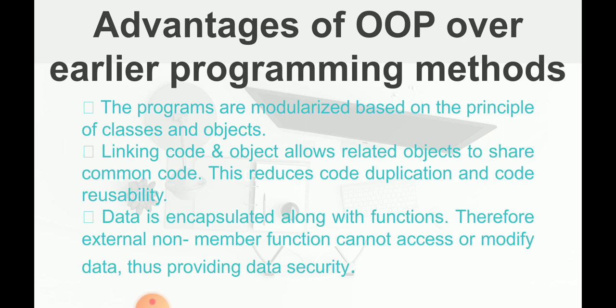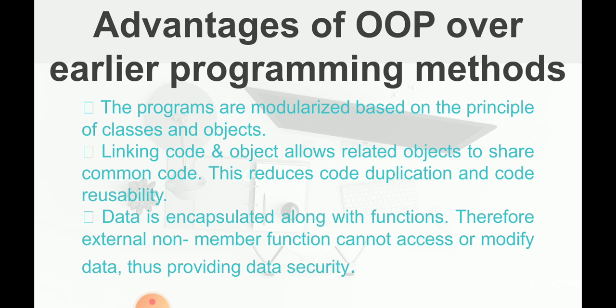Next, we'll see the advantages of object-oriented programming over the earlier programming. Earlier programming means languages which were not object-oriented, such as C and others. In object-oriented programming, the programs are modularized based on the principle of classes and objects. Linking code and object allows related objects to share common code. This reduces code duplication and increases code reusability.